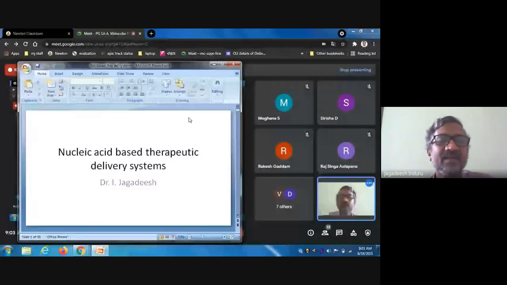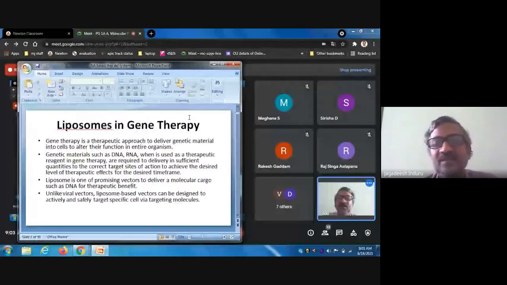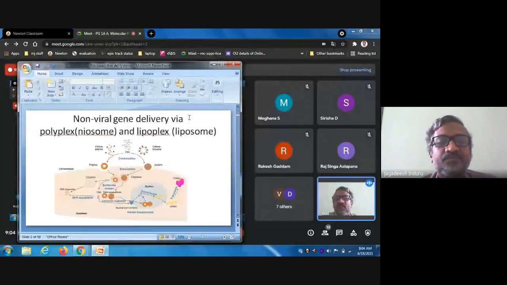So we were discussing nucleic acid-based therapeutic drug delivery systems in the previous class. We have seen the role of liposomes in the delivery of gene therapy. In addition, in targeted drug delivery, we have seen different delivery systems at the nano level, the nano-sized level. In that we have different approaches for entering into the nucleus, because that is very critical in gene therapy.